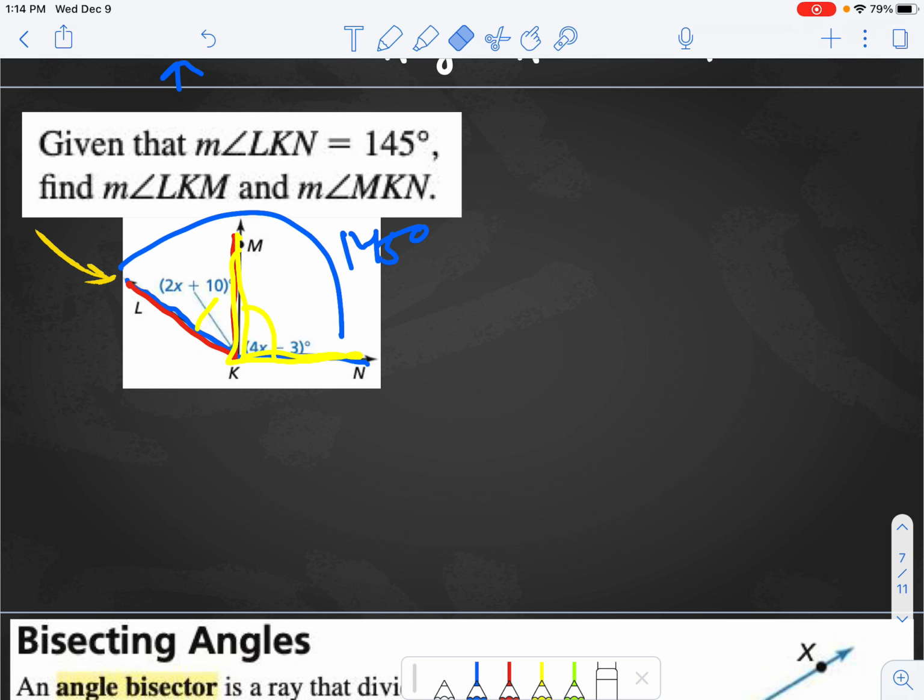Now there is not any little loop there on the side to tell us that these two are congruent, so we cannot assume they're congruent. If we look at them, we can see pretty quickly they're not congruent. So we know that the whole thing has to equal 145 degrees. This angle plus this angle has to equal 145. This is similar to what we've done with segments when we tried to find the total length of a segment: we take this and this and add them together, and they have to equal 145.